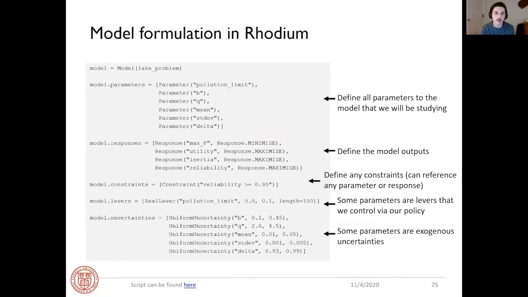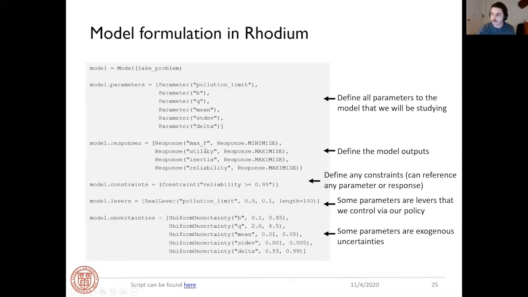So in Rhodium, the lake problem would look like this. We'd first define a model of our lake problem. Again, this is in the binder online, so you can see what this model actually looks like. So we're defining a model for the lake problem. We're defining our parameters of interest. We're then defining our responses.